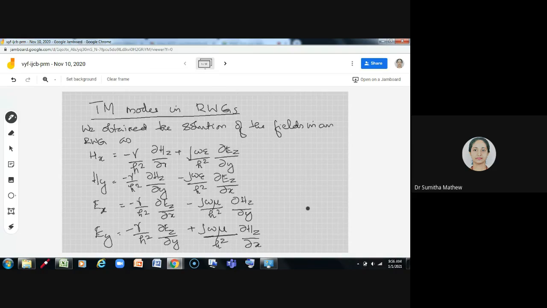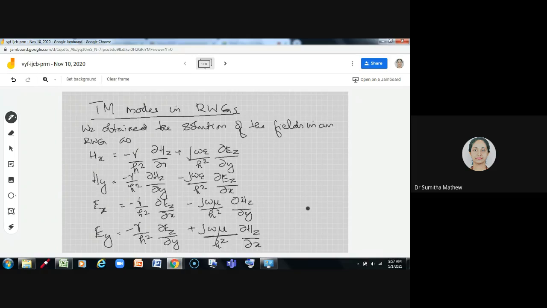We can look at the equations. Each one of them will contain Hz and Ez. Hx is equal to minus gamma by h square dou Hz by dou x plus j omega epsilon by h square dou Ez by dou y, like that. Each one you have a component of Hz and Ez. That means if both are zero at the same time, all the fields would vanish, and such a condition cannot exist. Waves will not propagate. So either one of them, Ez or Hz, must be present. Then you will get magnetic field and electric field equations.